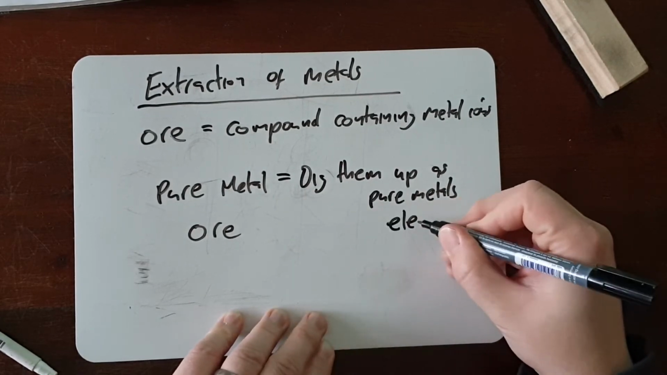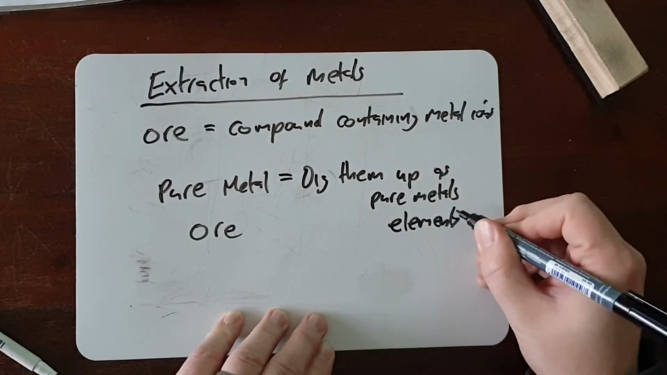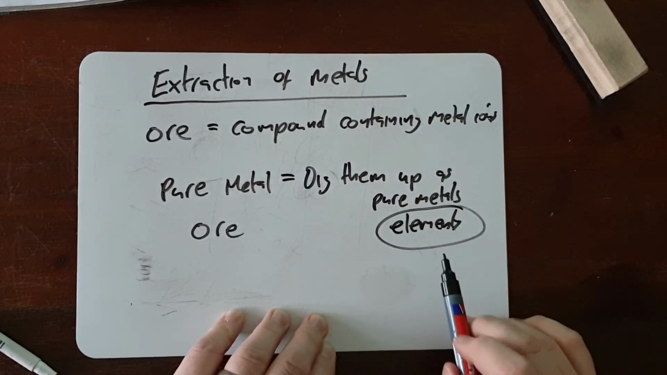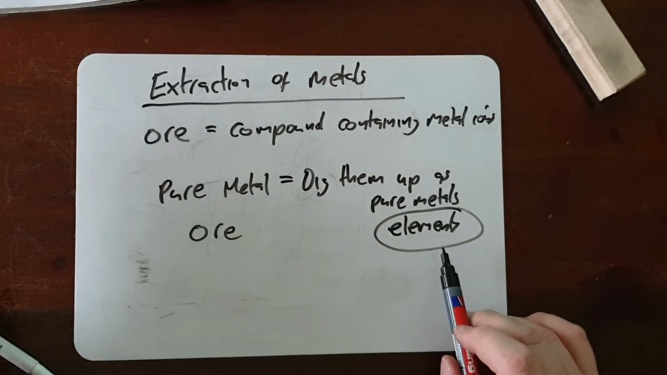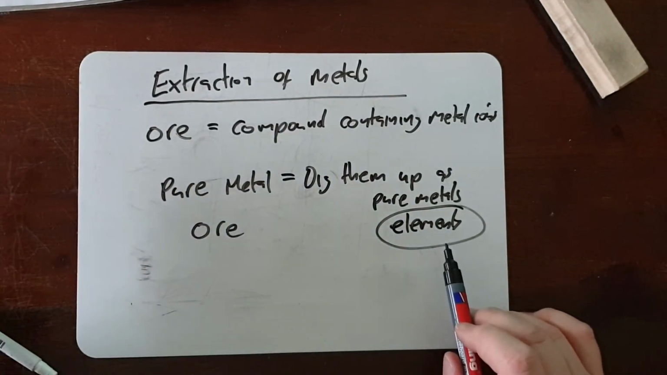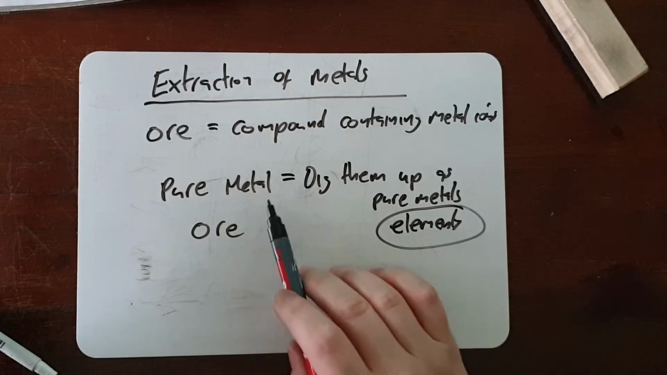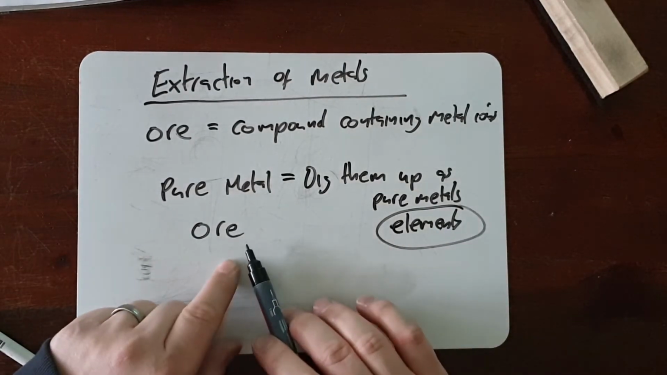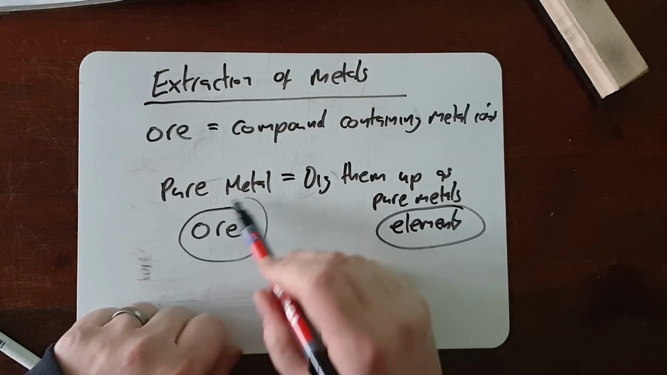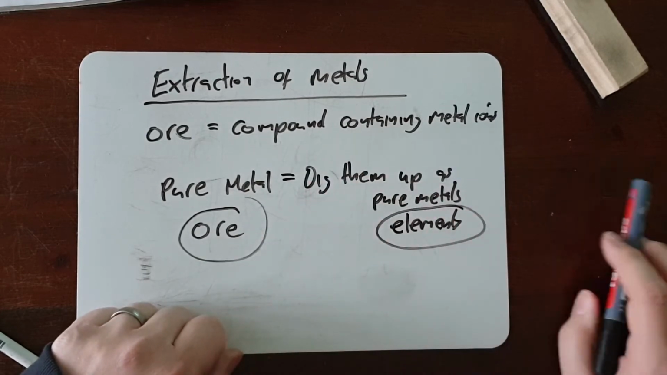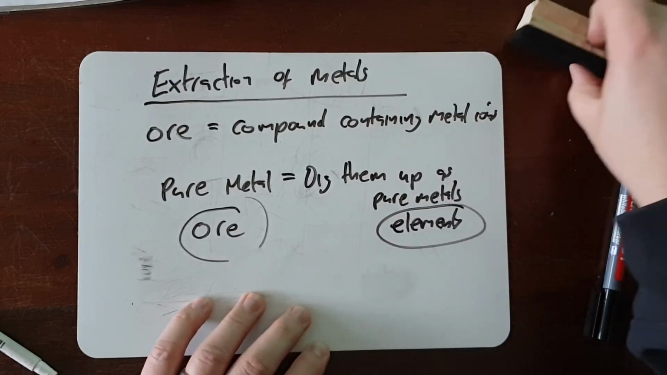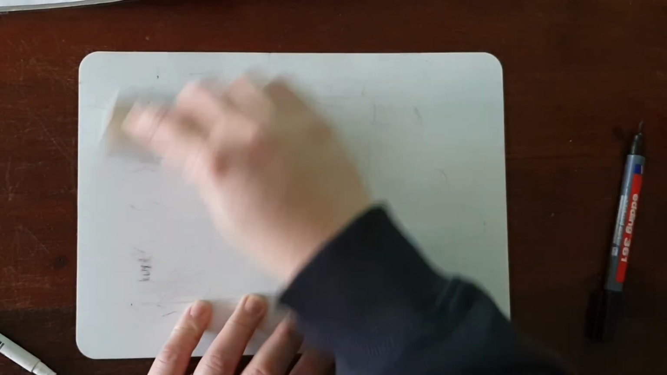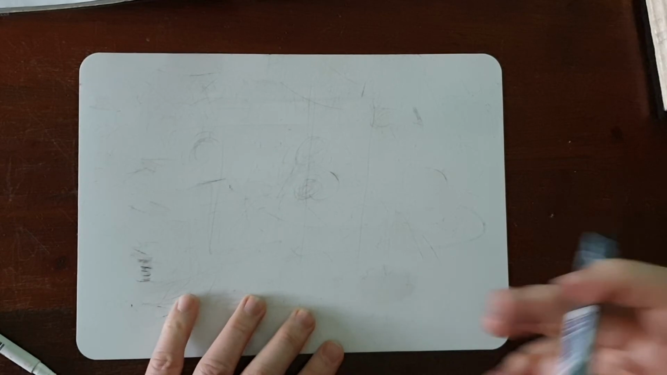We find them as pure elements in the crust because they are very unreactive. So they haven't reacted with anything over the billions of years the Earth's been around. So we just dig them up as pure elements because they are unreactive. Any metals that are reactive at all, we dig them up as an ore, which is a compound that contains metal ions. And how we get them out of that ore relates to where they are in the reactivity series.